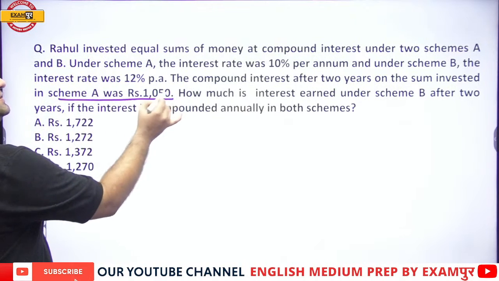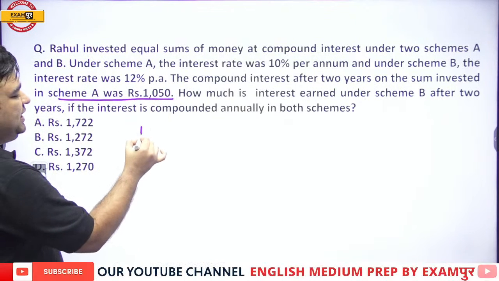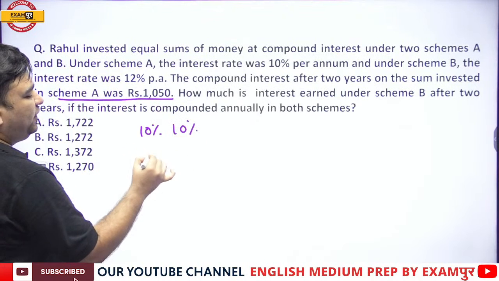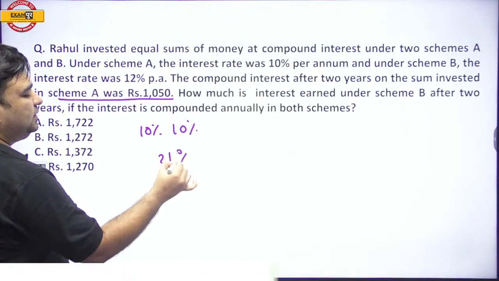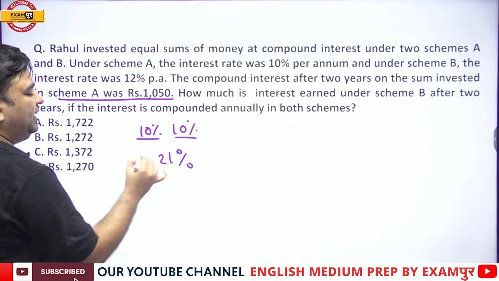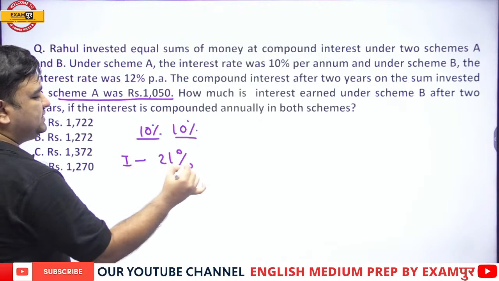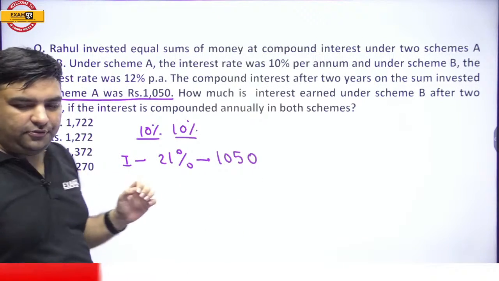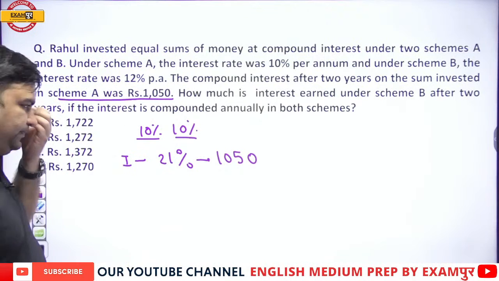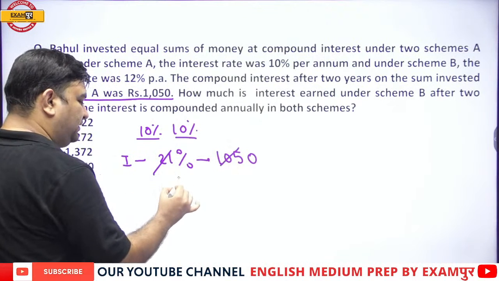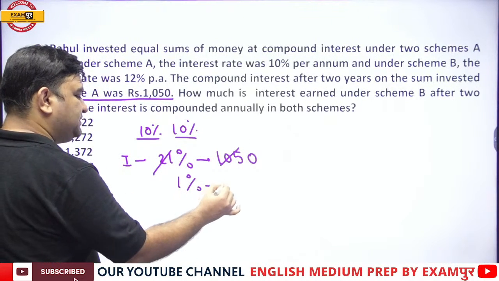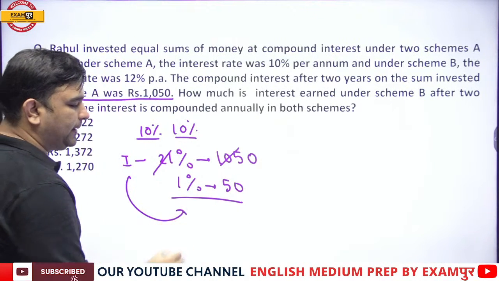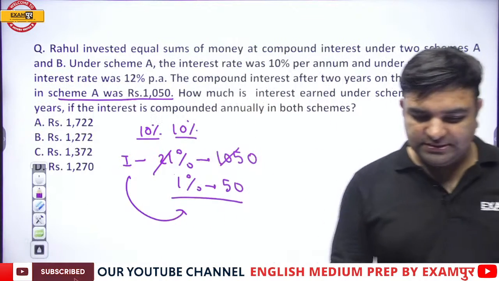Interest in scheme A is given. For scheme A, the rate is 10% per annum compounded annually. So the effective of 10 and 10 is 21%. 21% interest is given as 1050. 21 simplifies 5 times, so 1% is 50. So 1% interest is equal to 50.